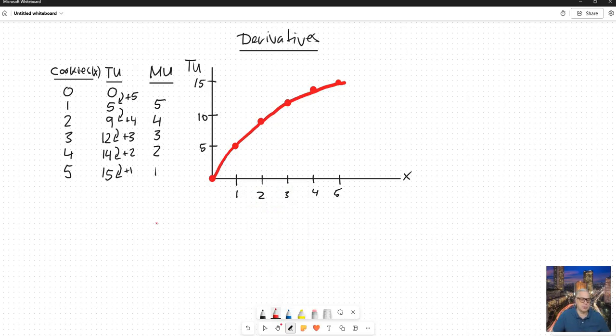So that would be a total utility function. So the marginal utility is basically informing you about how much extra utility you can get if you increase the number of cookies by a very, very small amount. And in fact, it is such a small amount that it fits over one point. So let's take a look at this point here. Let's call this point A.